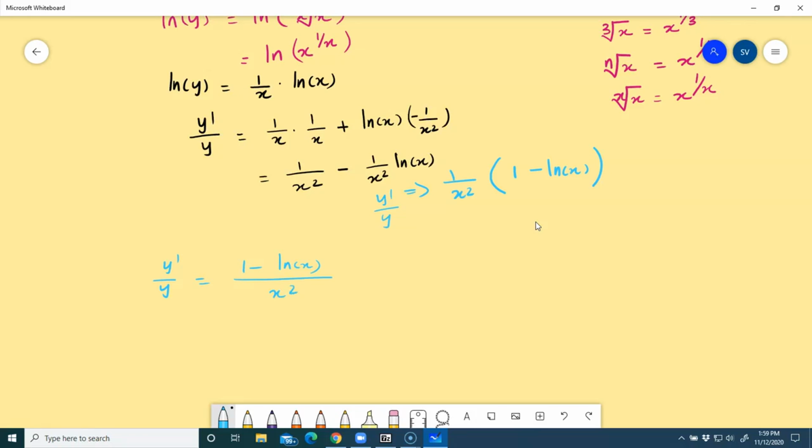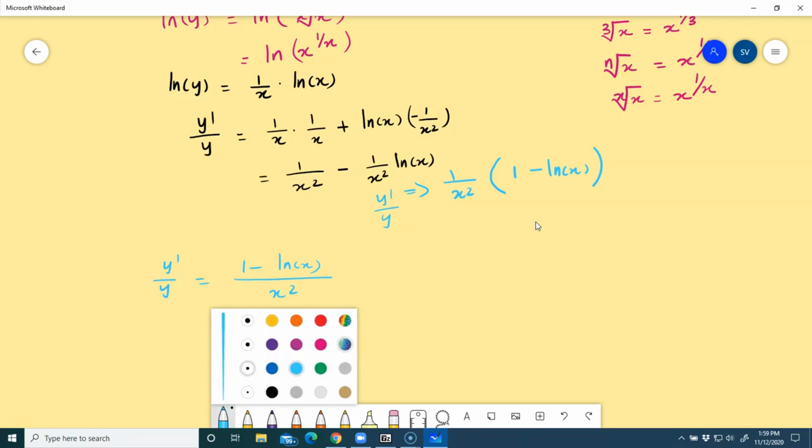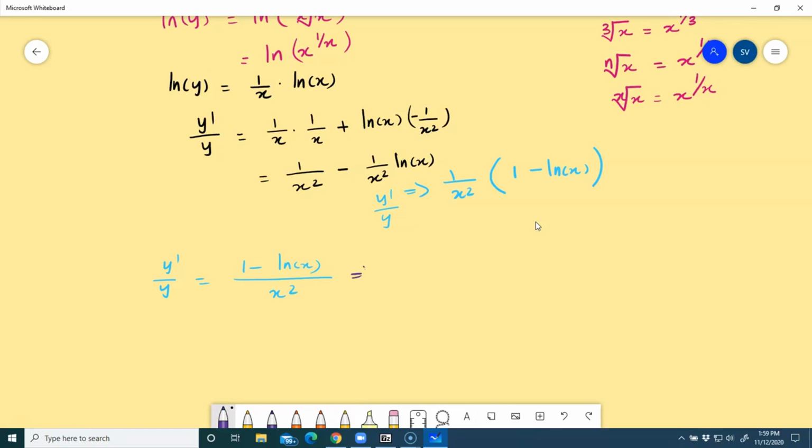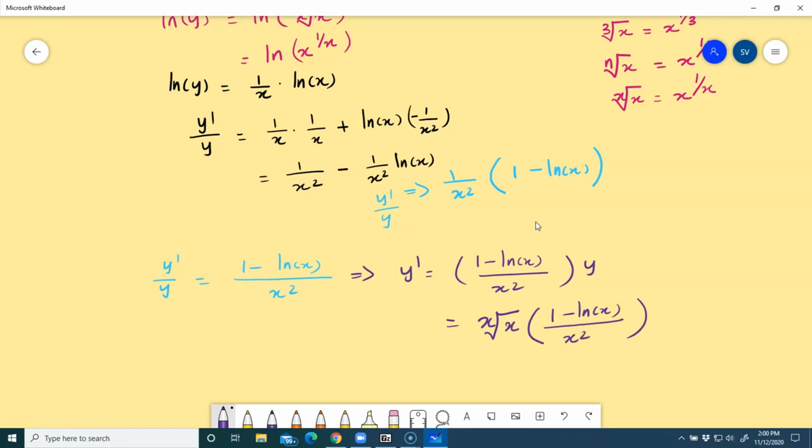Now multiply with another y. So your answer is y dash is equal to 1 minus ln of x by x square times y. What is that y? Y is xth root of x. So y dash is xth root of x times 1 minus ln x over x square. So guys, this is your answer. Celebrate your answer.